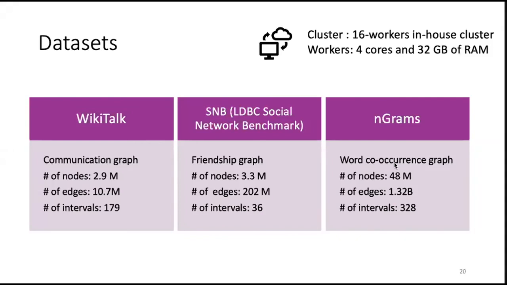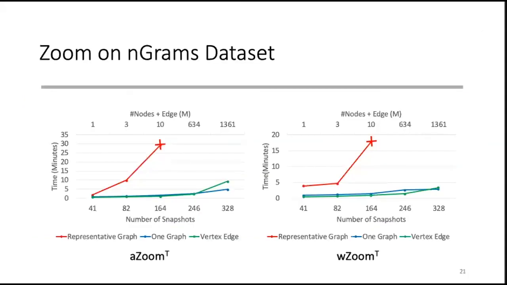We ran the experiments on an in-house cluster with 16 workers, 4 cores in each worker, and 32 gigabytes of RAM. Here, you can see the running time for A-zoom and W-zoom over different subsets of n-grams. As you can see, RG failed to run for a graph larger than 10 million edges and 164 snapshots, but OG and VE show very good performance. VE takes 10 minutes, while OG takes less than 5 minutes to calculate A-zoom. And for W-zoom, we are seeing similar results.